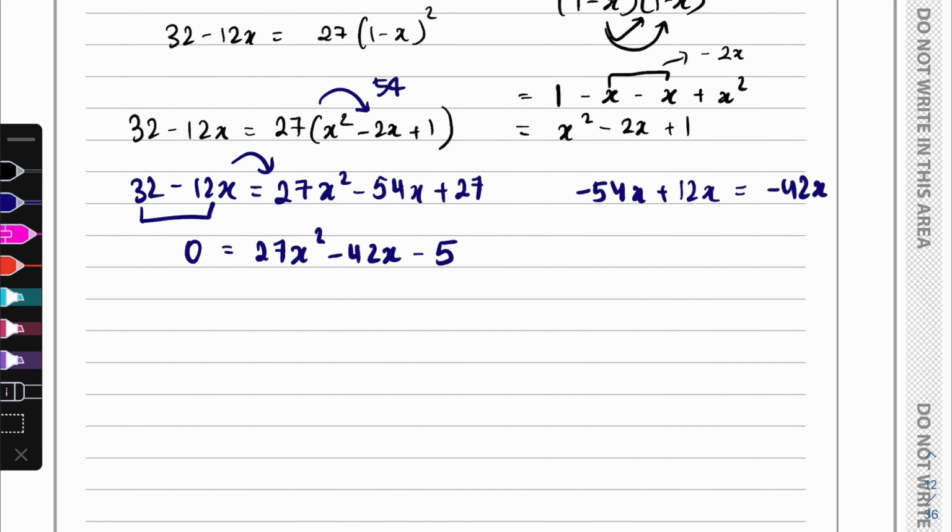So from here we can do three methods. You can either use the quadratic formula.